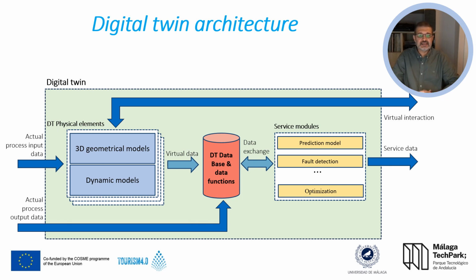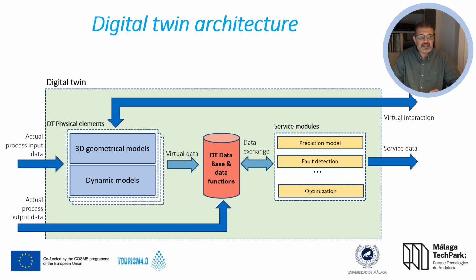This is the internal architecture of a digital twin that I showed you in the previous slides, where the digital twin is together with a real system. Then you can see in this structure that we have the input data of the real process, the output data of the real process, and the exit of this digital twin is the virtual interaction service data, as I showed you in the previous scheme.